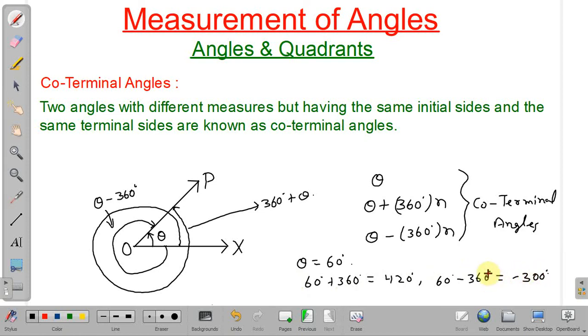Okay friends, in today's lecture we have discussed angles and quadrants.